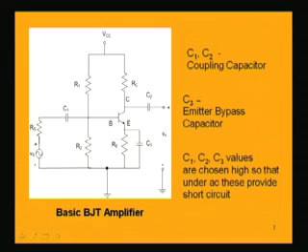And moreover, this C3, which is an emitter bypass capacitor, is the capacitor which allows the signal present here to pass through it, bypassing this resistance, because we will later observe that because of the presence of this resistance Re, which is a part of the biasing scheme, the voltage gain of the amplifier is actually reduced.